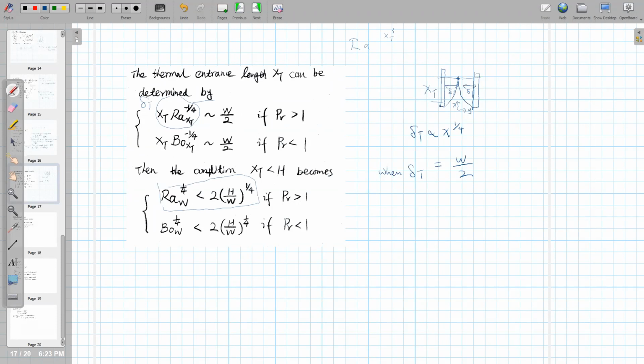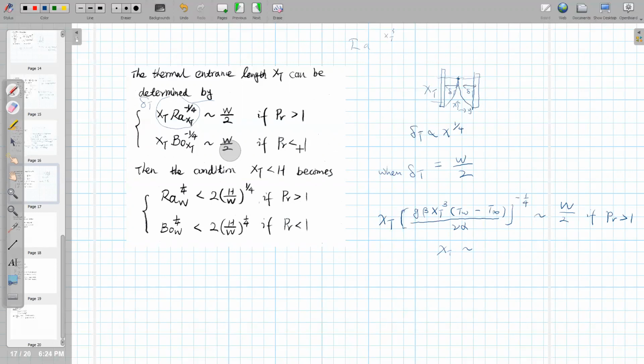Oh, not this equation. I made a mistake. Let me remove this, it's not correct. So if you want to calculate the entrance length, you have x_t times the Rayleigh number, which is g beta x_t cubed (T_w minus T_infinity) divided by mu alpha, to the power of minus 1/4, will be close to W/2 if Pr is larger than 1. So you have x_t to the power of 3/4, you regroup it, and you can calculate x_t equal to something. That gives us the entrance length.